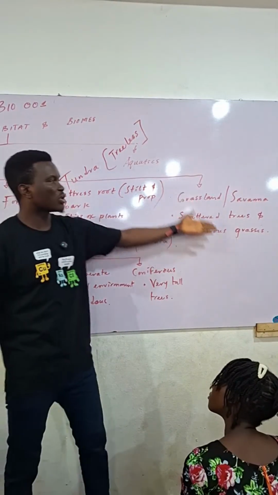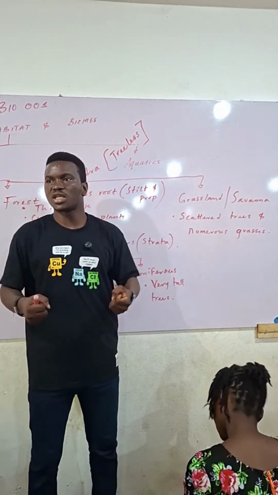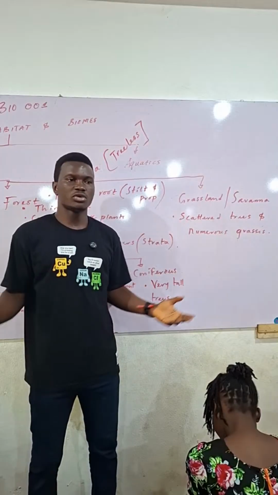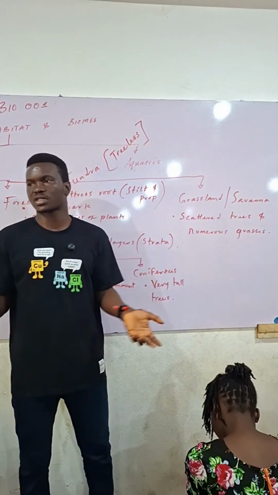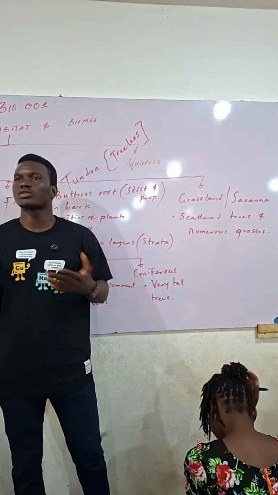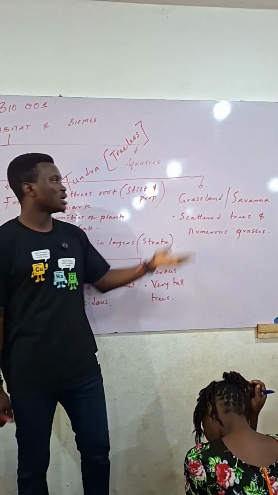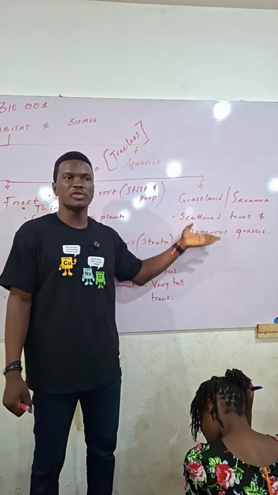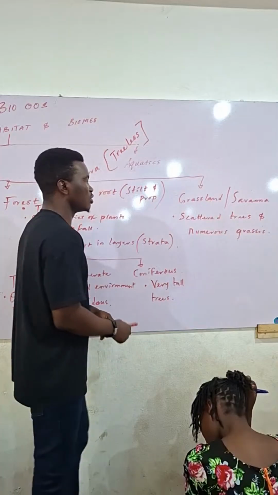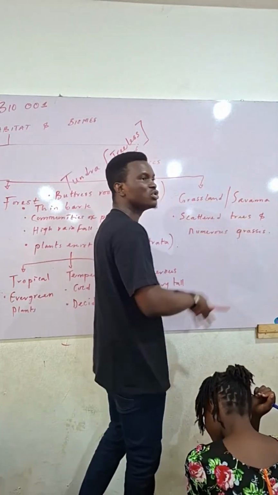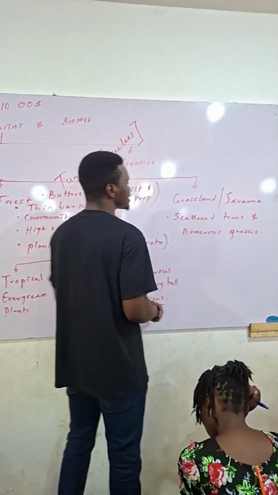So you expect to have most of those predators around the savanna. So most animals will be pursuing themselves. So you have a lot of predator-prey relationships around the savanna, forming a food chain around the savanna. Is that taken? So you have scattered trees and you have numerous grasses around the savanna.